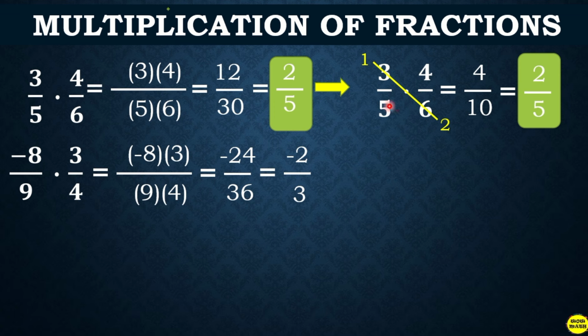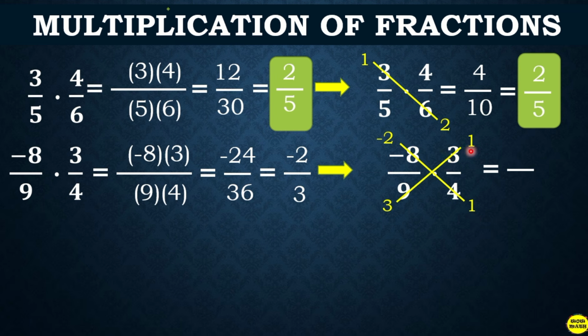Okay, another way is you can make use of the cancellation technique if it's possible. So another way, ito po siya. So since pwede pa natin itong i-cancel, pwede natin siyang i-cancel. So pababain natin yung value niya. So we have negative 8 divided by 4, that is negative 2. And then 4 divided by 4, that is 1. So now, we can now multiply negative 2 times 3.